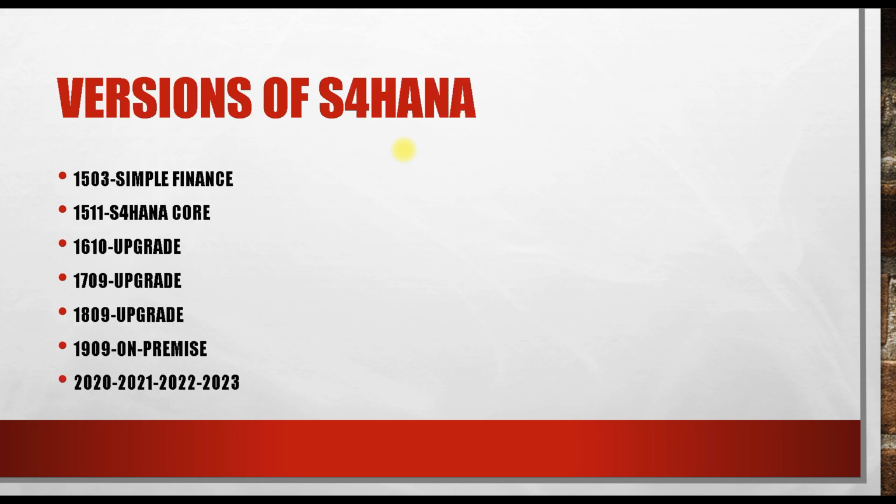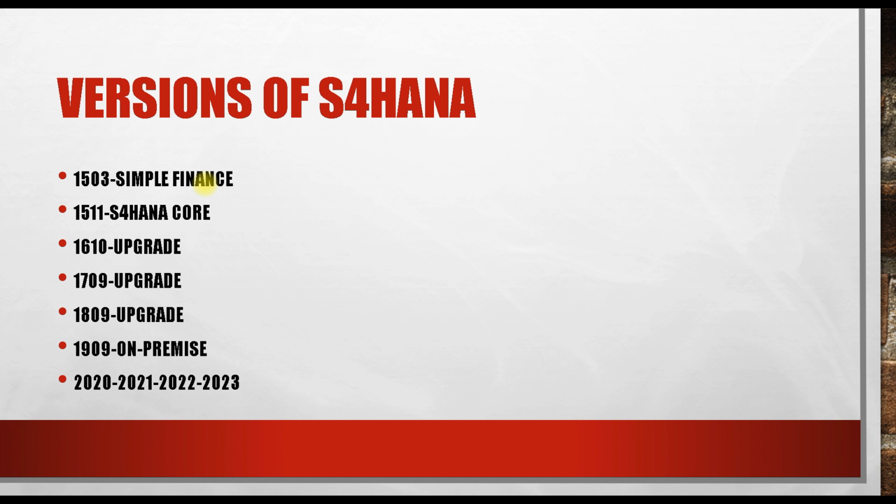Now let's understand what the versions of SAP S4HANA are. S4HANA was launched in the year 2015. That's why, as you can see here, the first version was 1503. It was done for simple finance. So finance was the first S4HANA system developed, only for finance.